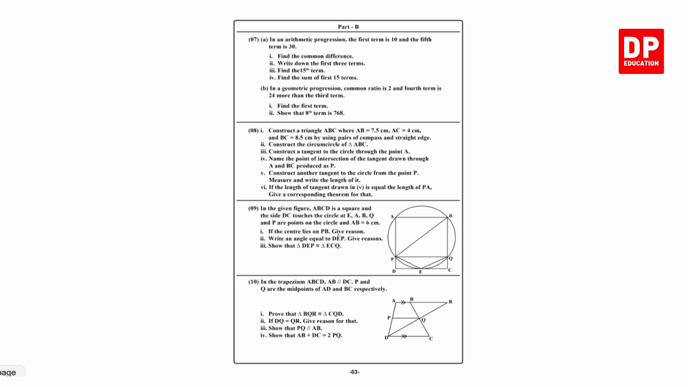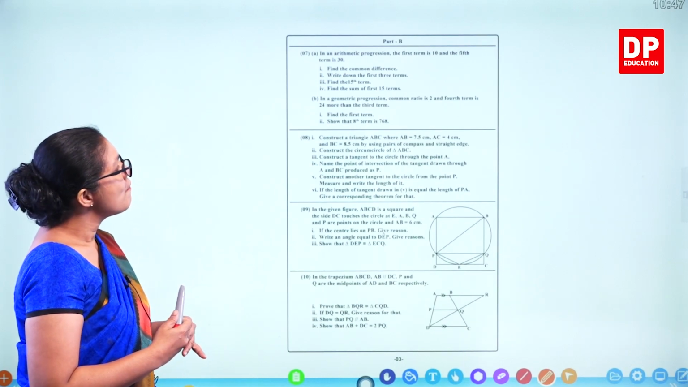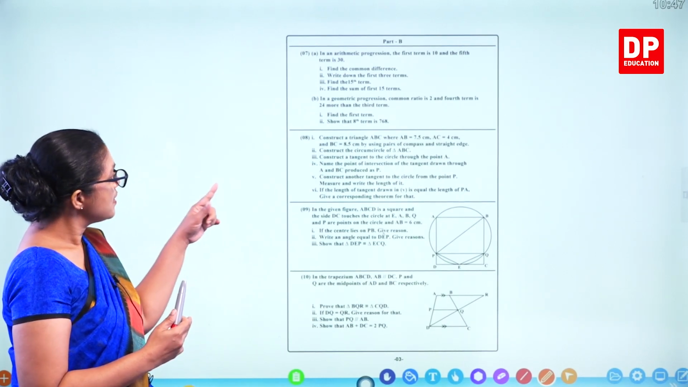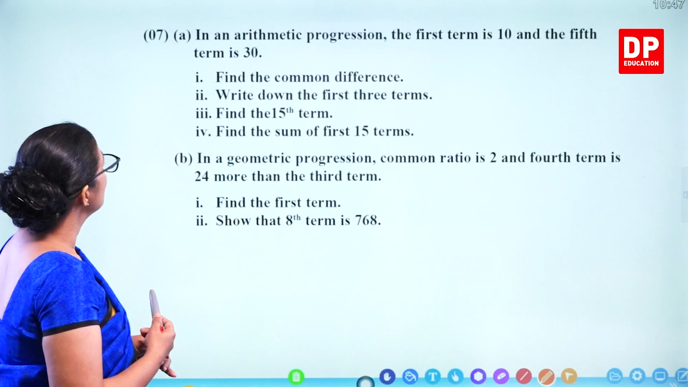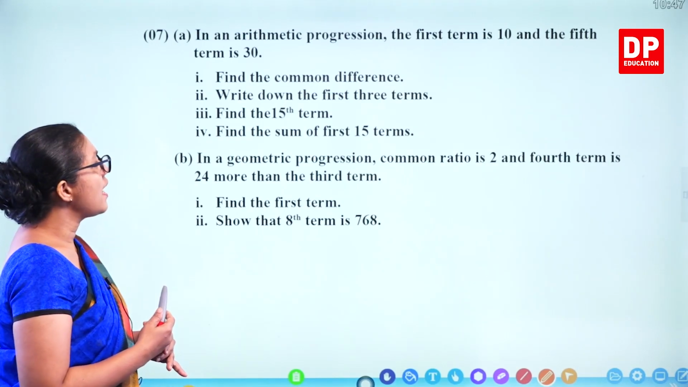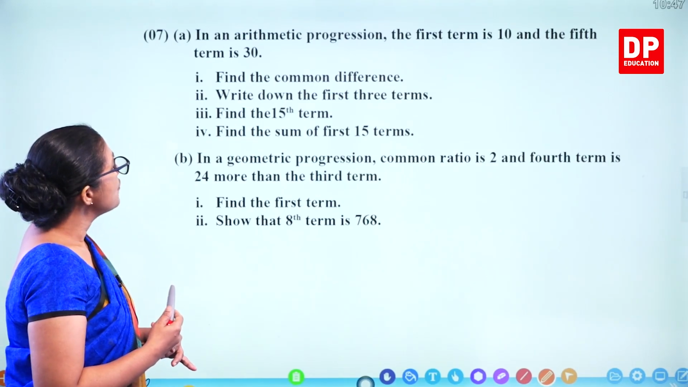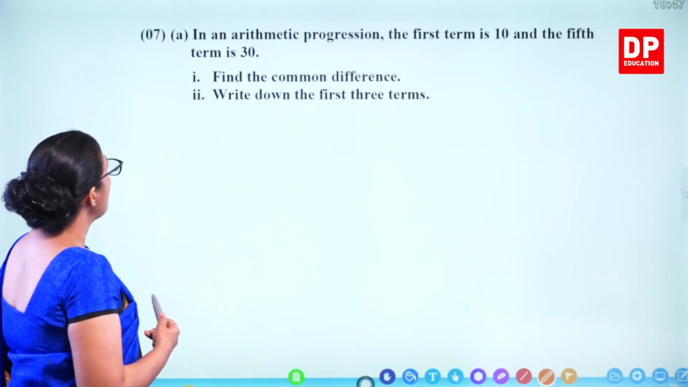Now you can try part B. Part B, 6 questions, you have to do only 5 questions. So do 7, 8, 9, 10. Question number 7. So you get 2 parts. So this is about arithmetic progression and geometric progression. We'll do the first part.